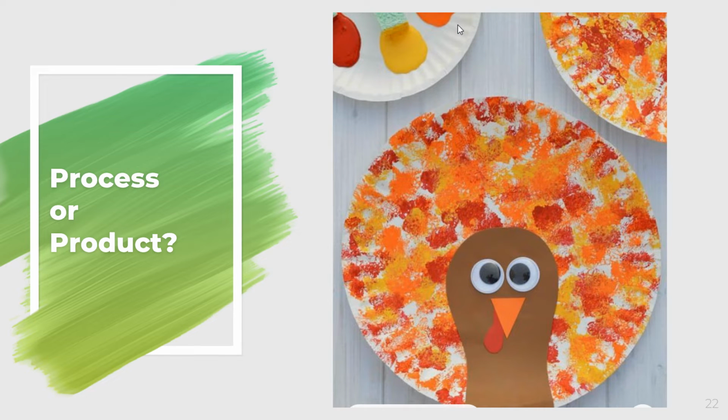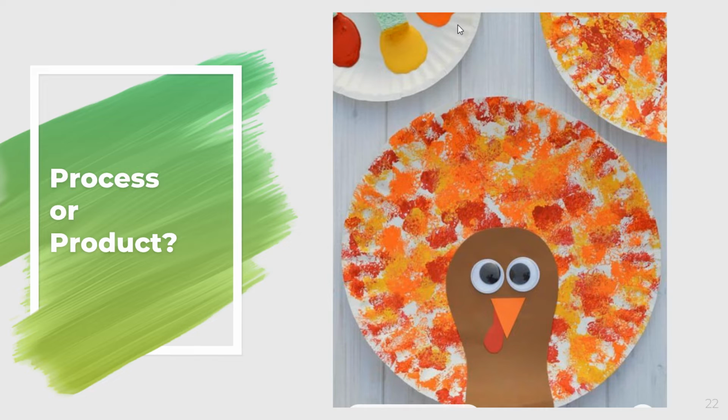Here we have a turkey, and I think this one's pretty obvious as well. This one's interesting as well because it looks like in the upper left-hand corner there are some sponges, and sponge painting is a process thing where the child could take the sponges and they could make whatever they wanted to make on a piece of paper if the teacher left it open to be process-oriented art.